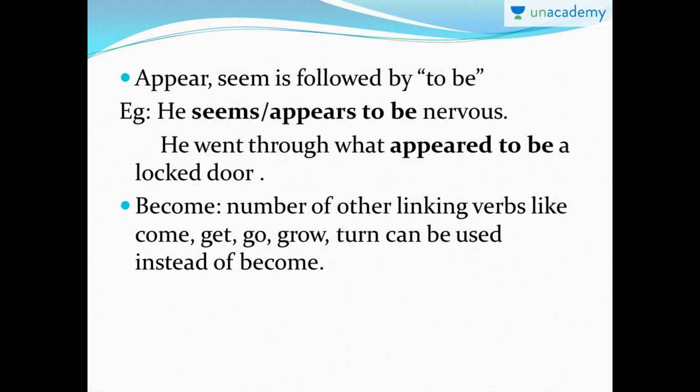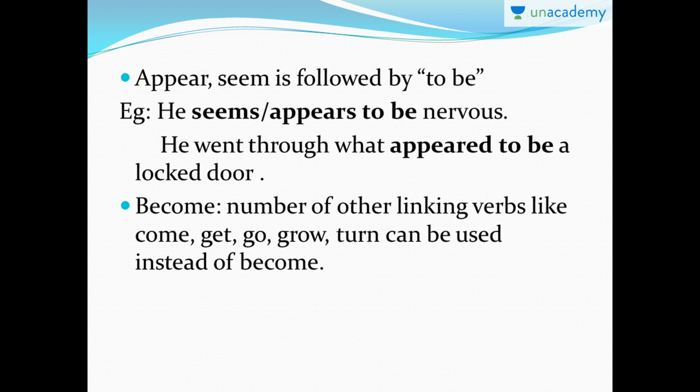First one is appear. Appear is always followed by to be. Appear or seem, both of them are always followed by to be and then the remaining part of the sentence. For example, he seems or appears to be nervous. Next one, he went through what appeared to be a locked door. Whenever you use appear or seem, please make sure that you follow it with to be.